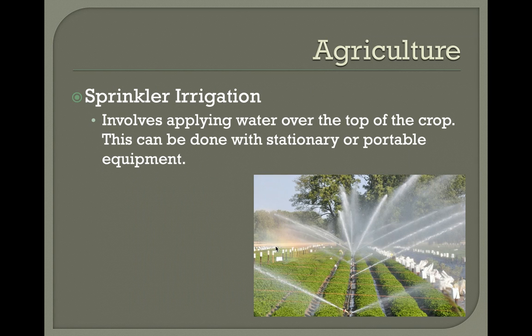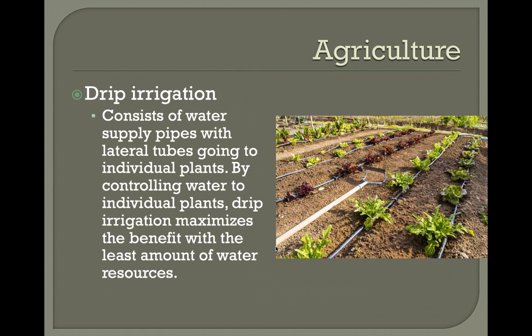You can do it with portable equipment or stationary equipment, and you've got pipes and nozzles and hoses that are actually going to get your water out to where you need it to be. You still could be using a natural source. It's just not going to be like the surface irrigation where you're actually using it from a ditch.